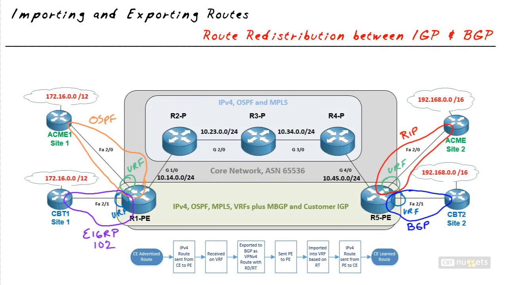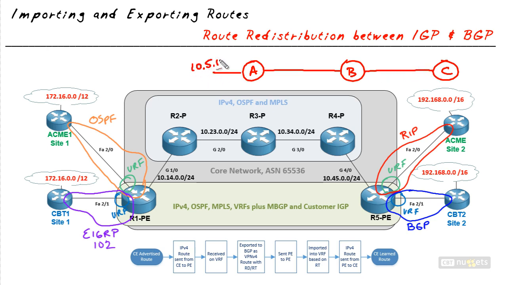I'd like you to imagine with me three simple routers: router A, router B, and router C. And we've got some basic connectivity. For example, A is connected to B, and B is connected to C. And maybe A has a network over here of 10.5.0.0/16. And maybe router C has a network of 10.6.0.0, also /16.